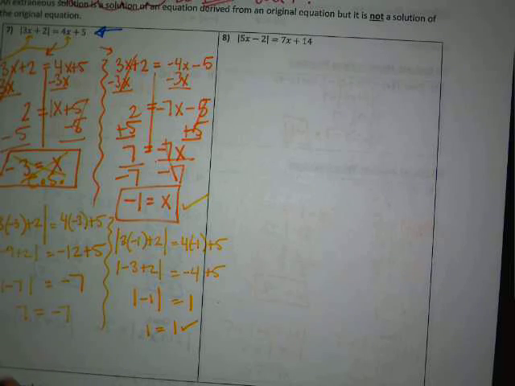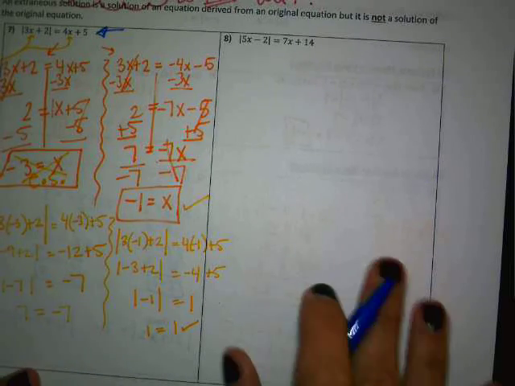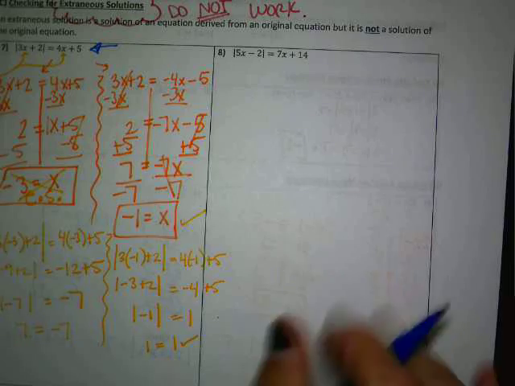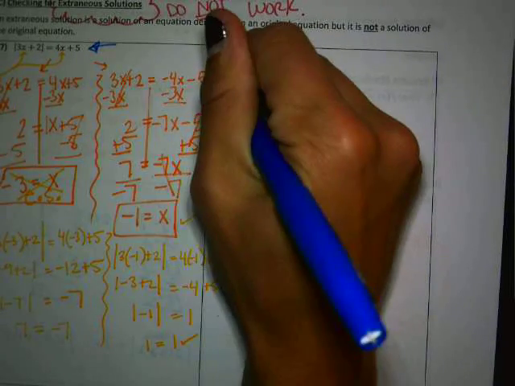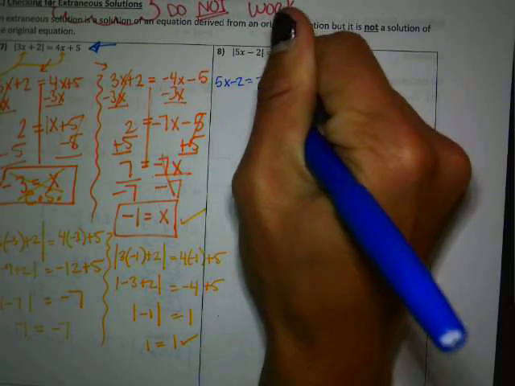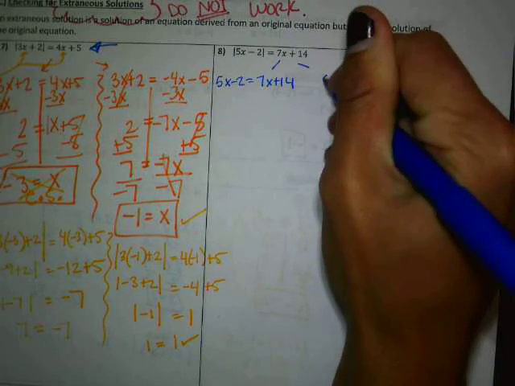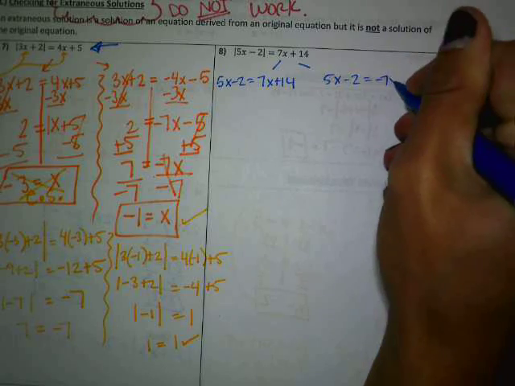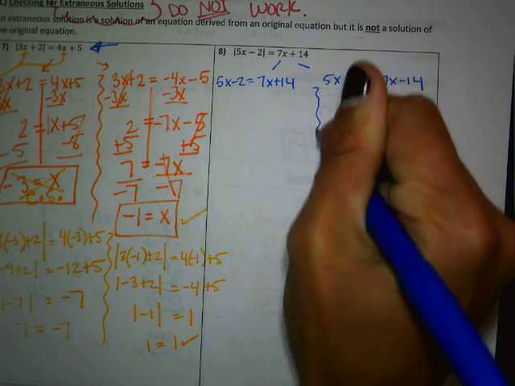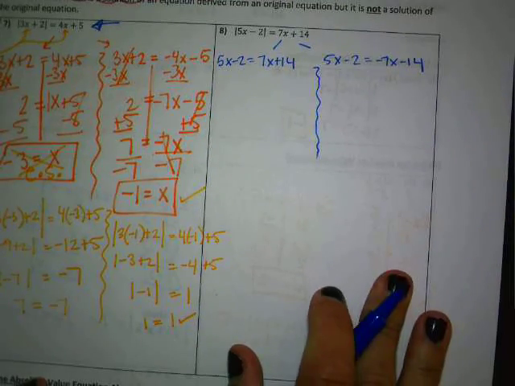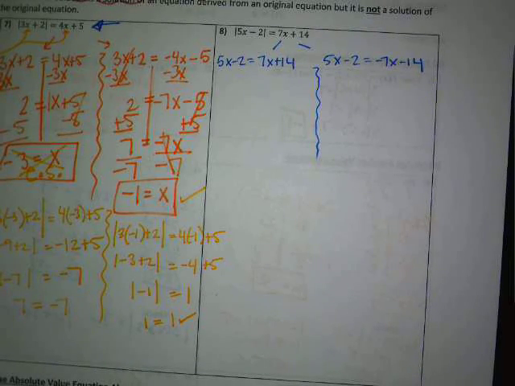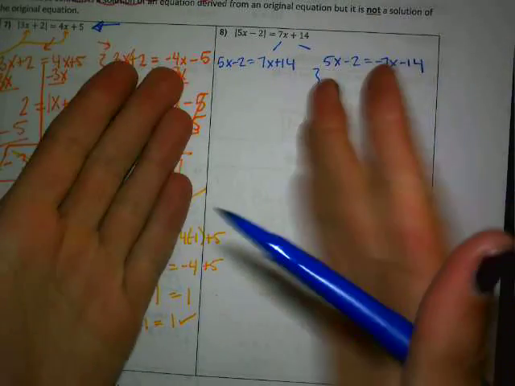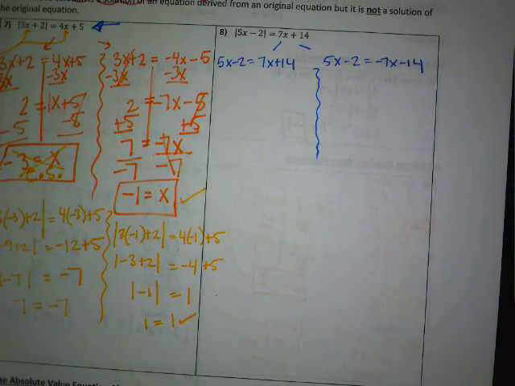Negative times positive is a negative. First thing first, you split it into two equations: 5x minus 2 equals 7x plus 14. Then on the other one, we'll have 5x minus 2 equals negative 7x minus 14. Very good. So, you split your two equations up. This one stays the same. This one, the right side, you change the signs.